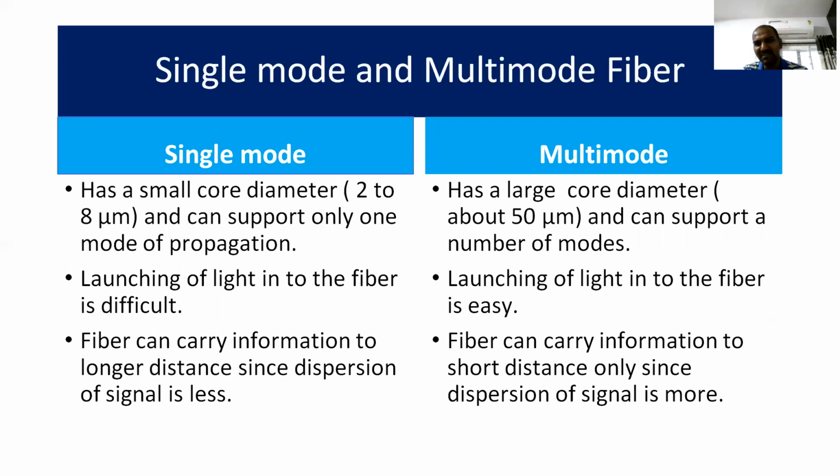And what are the basic differences between single mode and multi-mode fibers? Single mode fiber has a small core diameter, typically around 2 to 8 micrometers, and can support only one mode of propagation. Whereas multi-mode fiber has a large core diameter, typically about 50 micrometers, and it can support a number of modes. In single mode, launching of light into the fiber is difficult, whereas in multi-mode, launching of light into the fiber is easy.